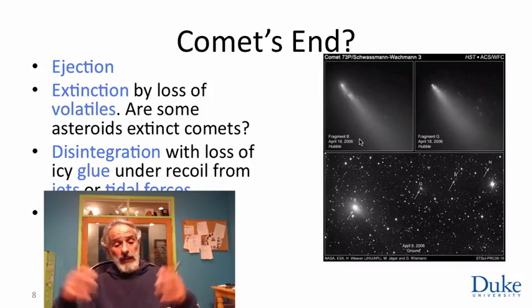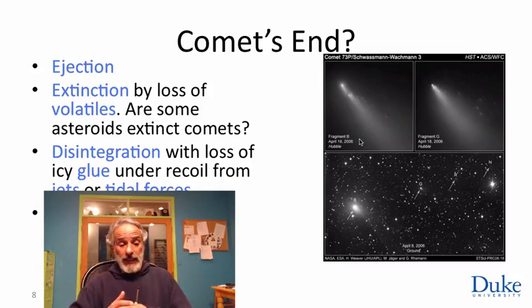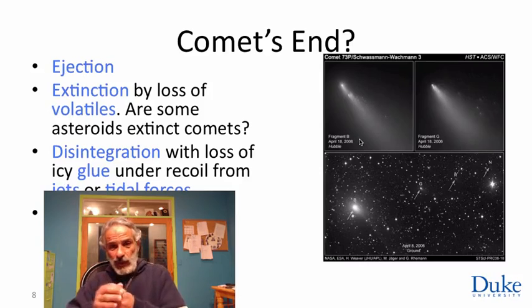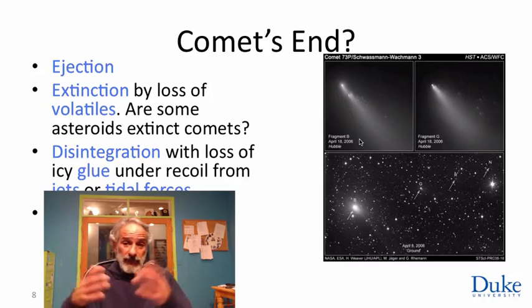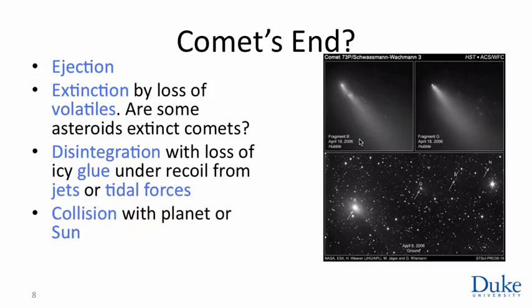As you lose the icy glue that held together the dust, either the recoil from these jets emitted on the sun side or the tidal forces of the sun or some planet near which you come can cause a comet to disintegrate, as in these Hubble images. Brilliantly, Comet 73P, the P, by the way, stands for periodic, is shown disintegrating, and then the bottom image, from the ground, shows that there are many more fragments scattered around, so there's a hierarchical fragmentation going on.